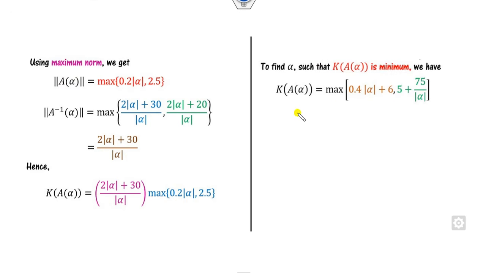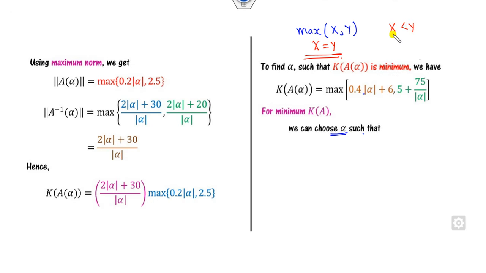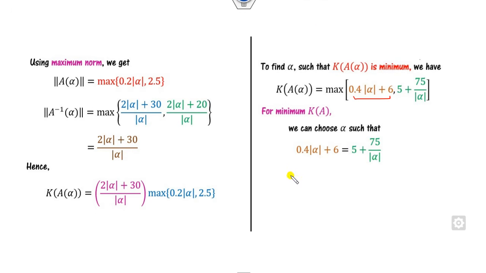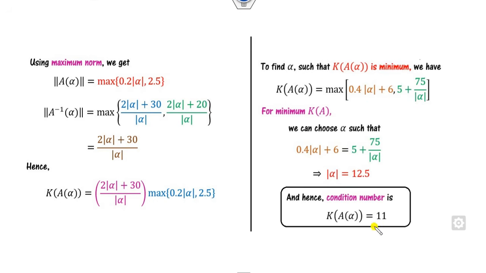Now the question arises: for what value of alpha can you choose so that this will be minimum? This will be minimum only when, if I say this is x and this is y, x is equal to y. Whenever x is less than y, the minimum is x, but when x is greater than y, the minimum will be y. So this will be minimum only when both numbers are the same. Can you find the value of alpha from here? You can simplify this and you will get alpha here. Then I can substitute this value of alpha here, take this maximum, and you will get the right answer as 11.